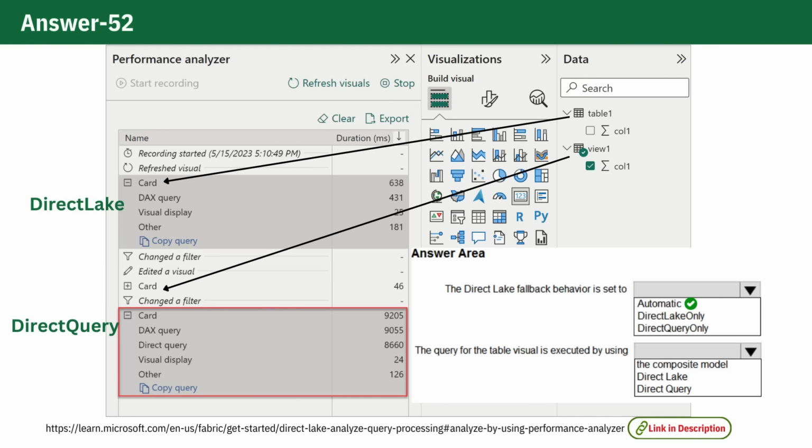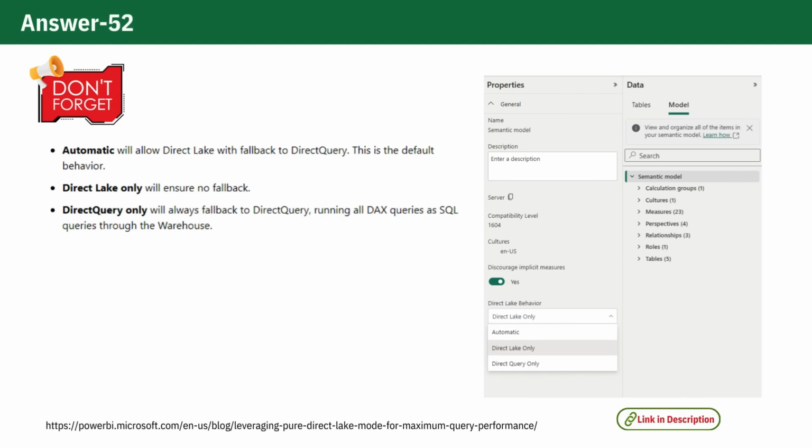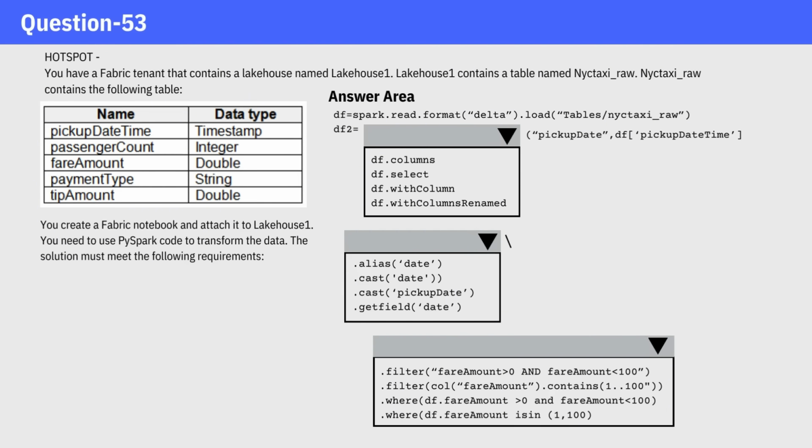This example is from Microsoft's documentation, which you can review for a deeper understanding through the link provided in the description. Question 53. You have a Fabric tenant that contains a lakehouse named Lakehouse 1. Lakehouse 1 contains a table named NYC Taxi Row. NYC Taxi Row contains the following table.